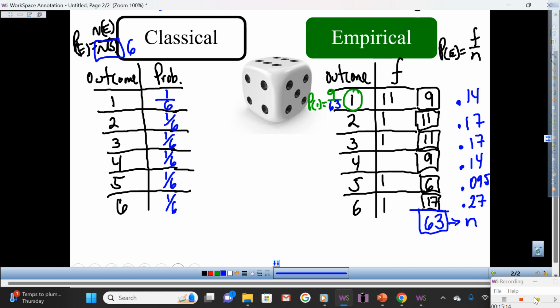Peyton's got it. Very good, Peyton. All right. Let's see. Let's wrap this up.